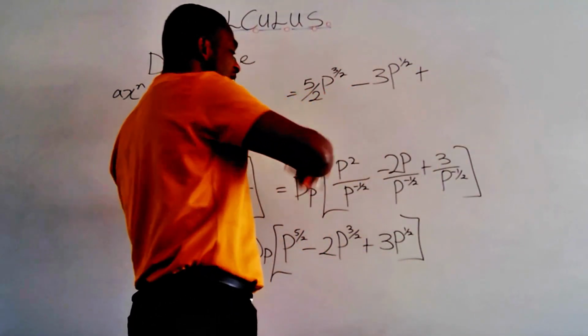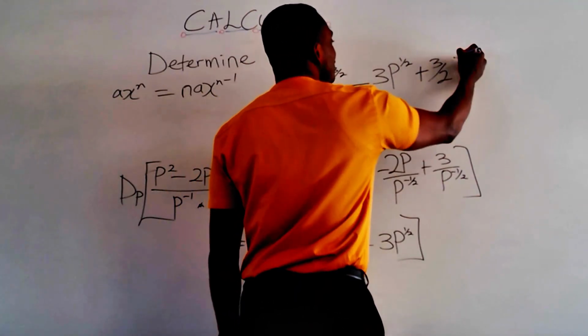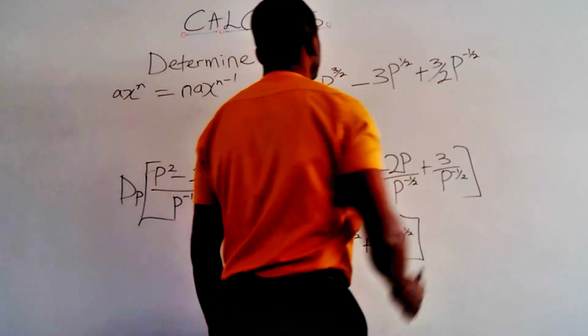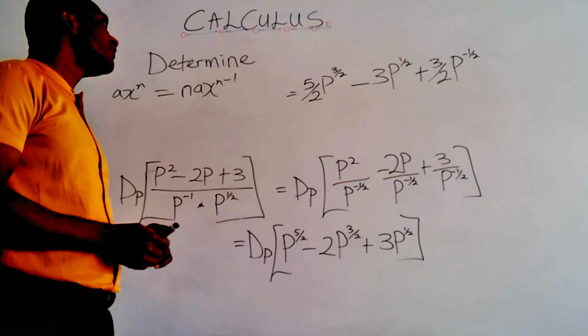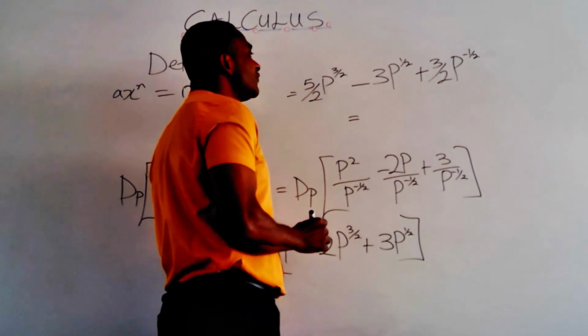Plus, half times 3 is 3 over 2. And then we have p, half minus 1 is negative half. So this is the derivative of the given function.